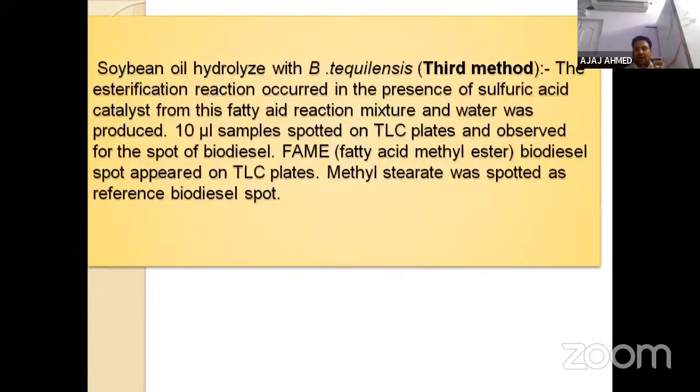In the third method, soybean oil was hydrolyzed with Bacillus thuringiensis. The esterification reaction occurred in the presence of sulfuric acid as catalyst, from the fatty acid reaction mixture, and water was produced. A 10 microliter sample was spotted on the TLC plate and observed for the spot of biodiesel. The same fatty acid methyl ester biodiesel spot appeared on the TLC plate. Methyl ester was spotted as the reference biodiesel spot.